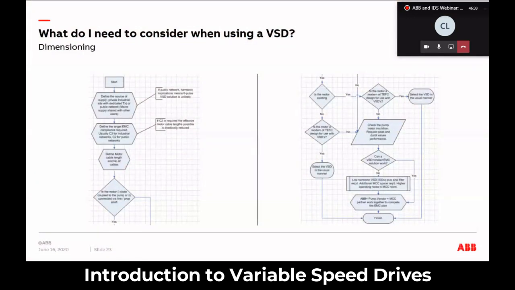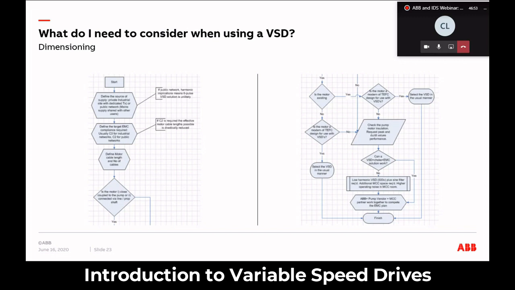From a dimensioning perspective, I won't go into too much detail, but these are the typical things that you probably need to consider, to name but a few, when dimensioning a drive for a system.